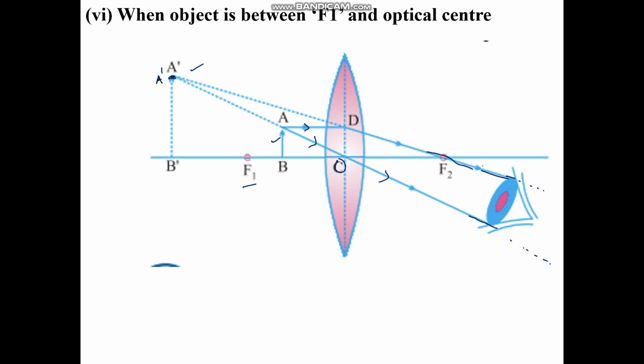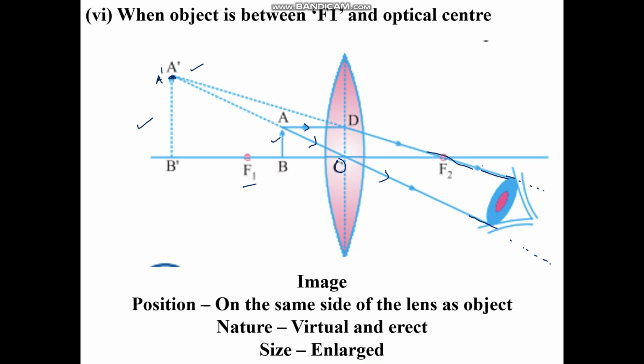So the image is A dash B dash, which is formed on the same side as the object. Since the rays are appearing to come from here, obviously, which kind of image is it? It is a virtual image. So finally, the characteristics of the image: it is on the same side of the lens as the object. The image is virtual, erect, and it is enlarged, or you can say it is magnified. So these are the image formations of the object by keeping it at various positions in front of the lens.